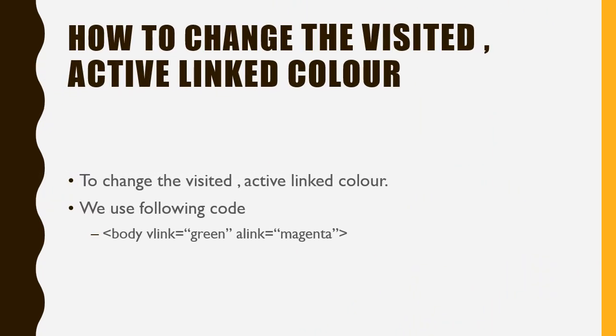How to change the visited and active link color? First we have to understand how to establish the link. Then we will understand how to change the visited link or active link color. To change the visited or active link color, we have to use the following attributes along with the body tag. Vlink means visited link, and alink means active link. So let us go through the example.